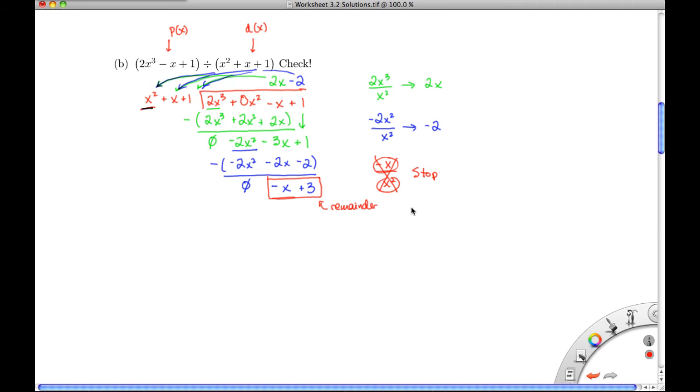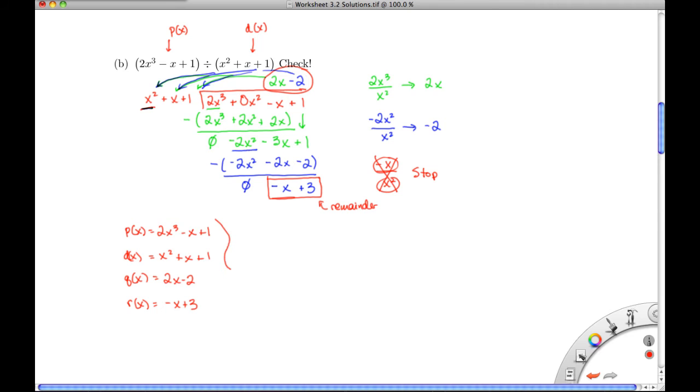So now we can identify each of the parts of this process. Our p of x was our original polynomial, which was the 2x cubed minus x plus 1. Our d of x was our divisor, which was x squared plus x plus 1. Our quotient, our q of x, is what we have on top of our long division, which is just going to be 2x minus 2. And then lastly, our remainder function is minus x plus 3.